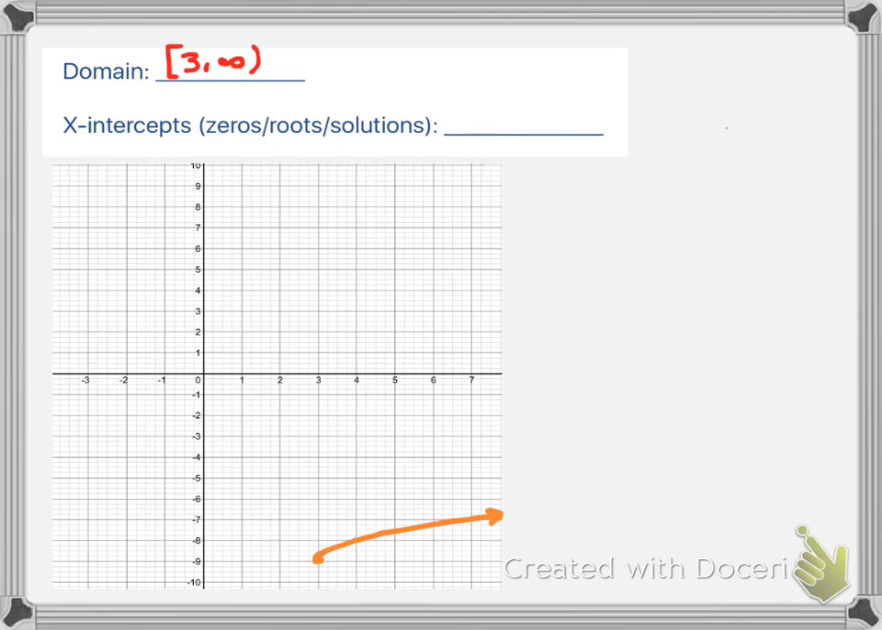Alright, your x-intercepts. That means where does it touch the x-axis? Now, you're just going to have to believe me on this one. This thing will increase for a really long time, forever and ever, and will eventually touch it. And it touches it at the point 840. And I just happen to know that because I know what the function is.